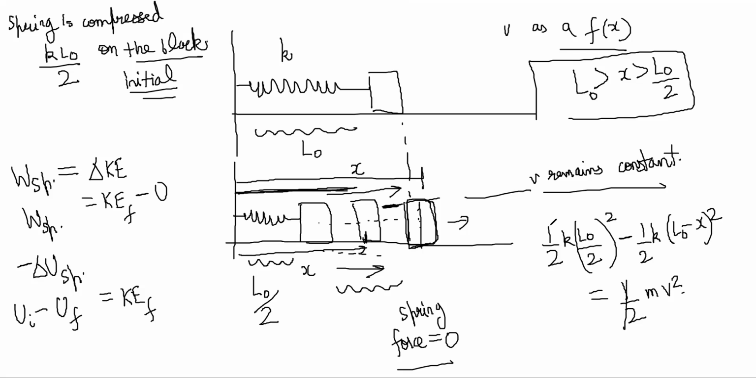So the half cancels, and you will get an expression for v square. v square will be equal to k by m times L naught square by 4 minus L naught minus x whole square, right? Correct. So this makes sense. L naught minus x, correct.